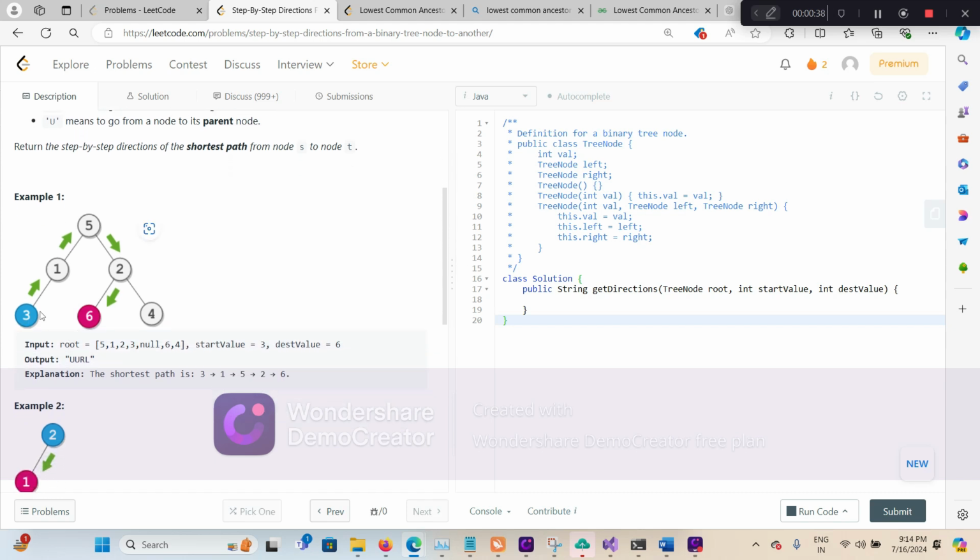If we start from 3 and want to reach 6, see here, from 3 to 1 we will go in the up direction, so they are calling it U. Again we have to go U, then we go to the right side of 5, so this is R. Then we are at 2, then we take a left, so this is L. So U U R L, this string should be our answer. This is what we have to do.